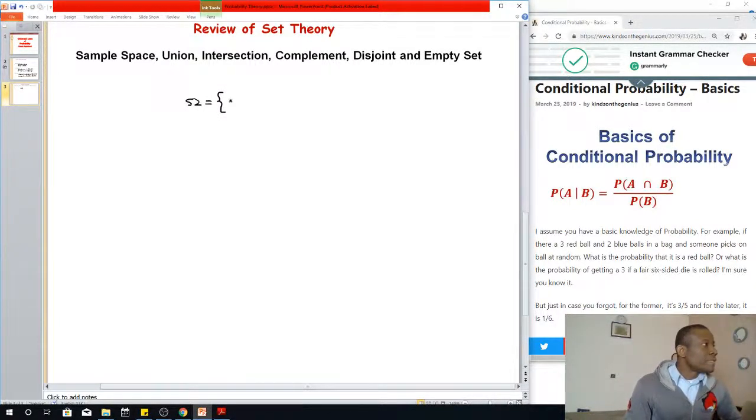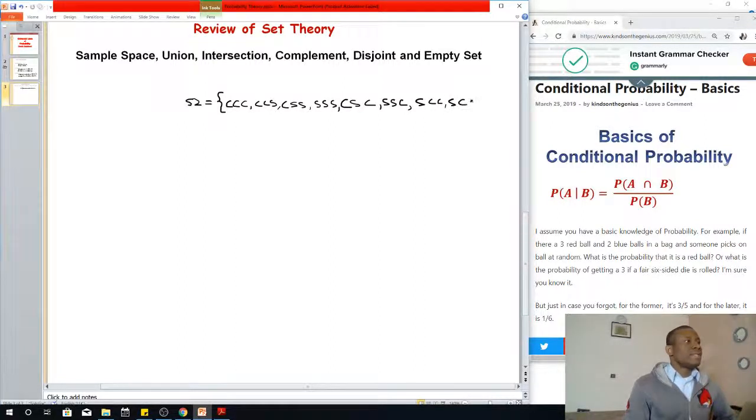Okay, so we have CCC, separated by a comma, CCS. We have CSS. We have SSS. Then we have CSC. Then we have SSC. Then we have SCC, and SCS.